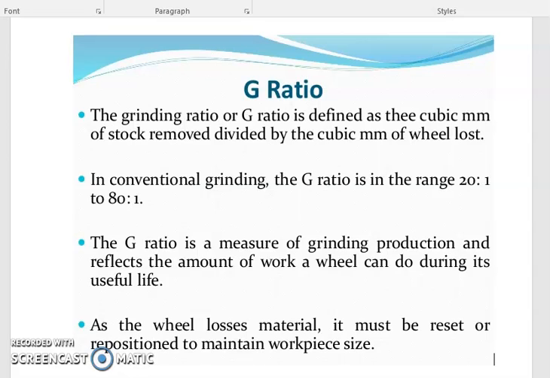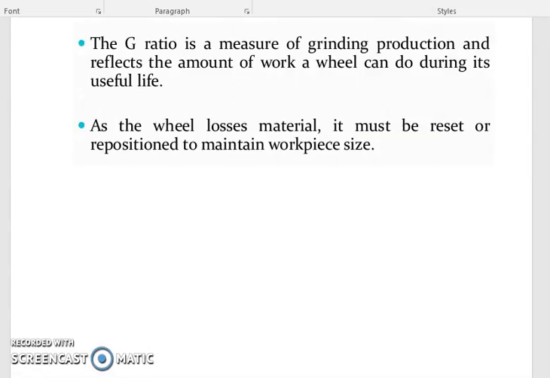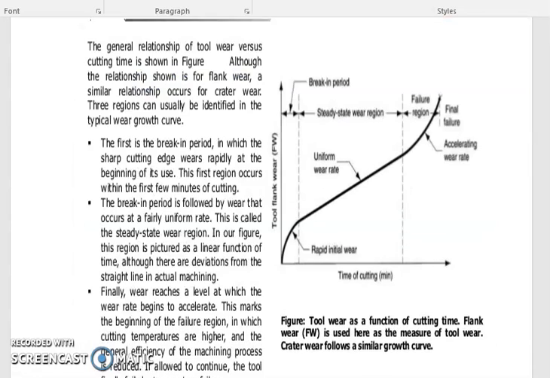That means if the volume of grinding wheel wear increases, this ratio will decrease. As the wheel loses material, it must be reset or repositioned to maintain workpiece size. So this is regarding the introduction of the grinding ratio.